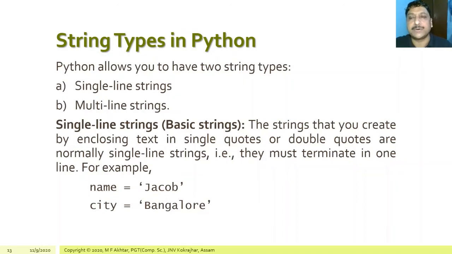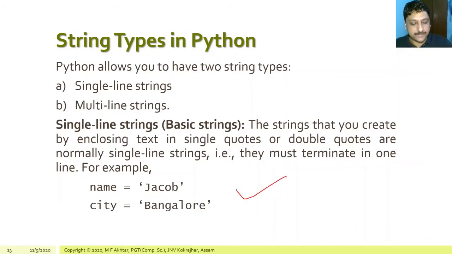Now, the first type of literal we are learning is the string type, and within the string type, escape sequences are there. Python allows you to have two string types: single line string and multi-line string. Single line strings are the basic strings which we already learned. The strings that you create by enclosing text in single quotes or double quotes are normally single line strings, that is, they must terminate in one line. For example, name equals Jacob, city equals Bangalore, within single quotation marks or double quotation marks.